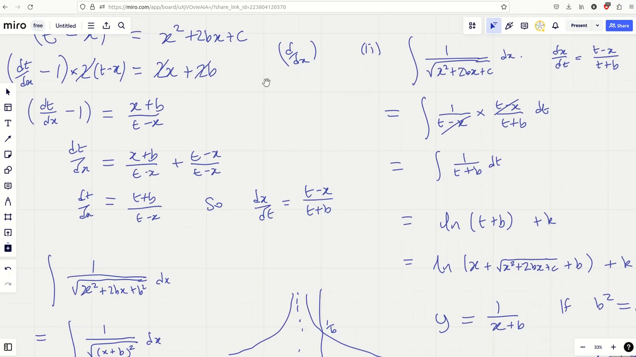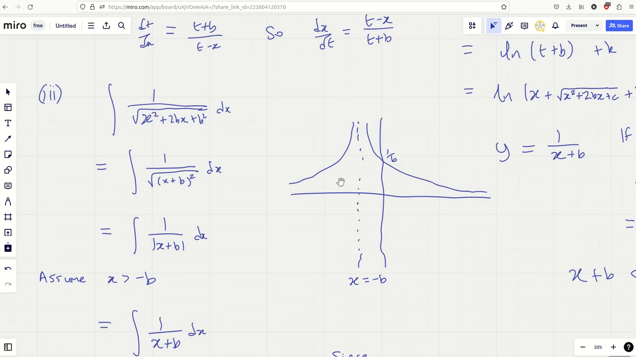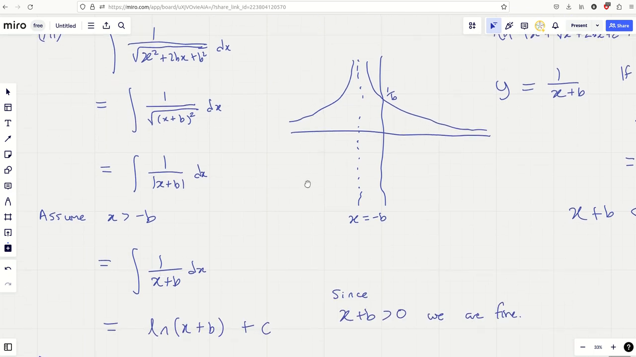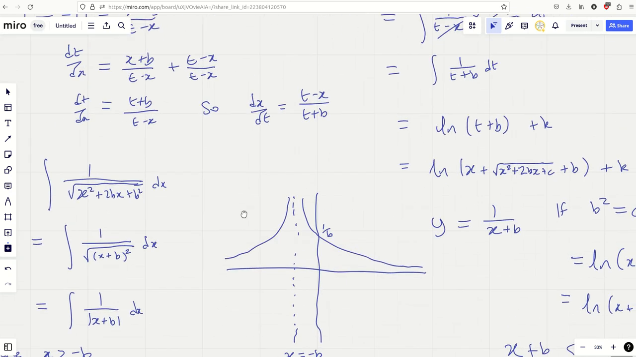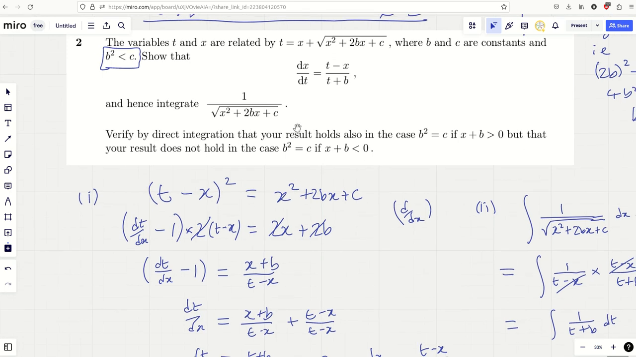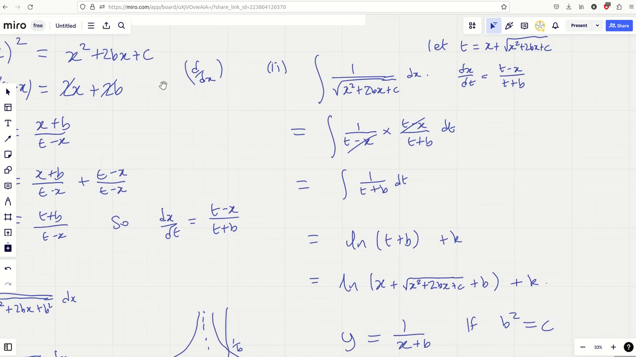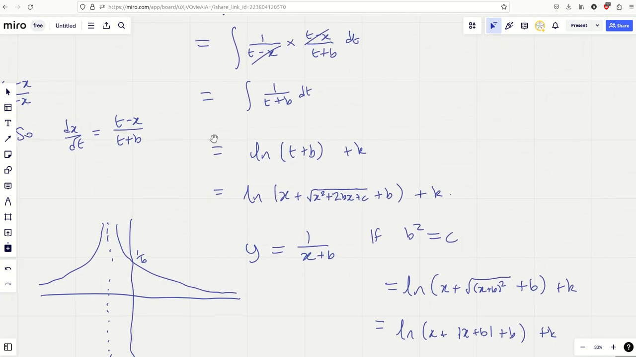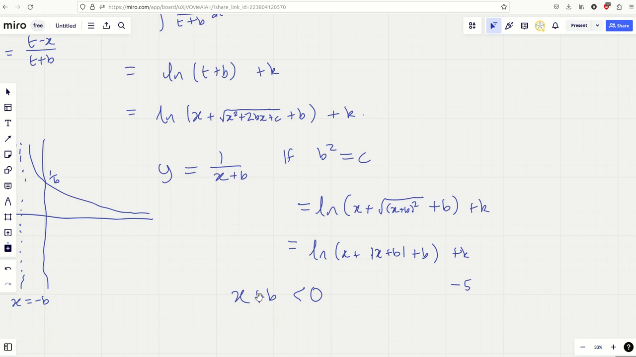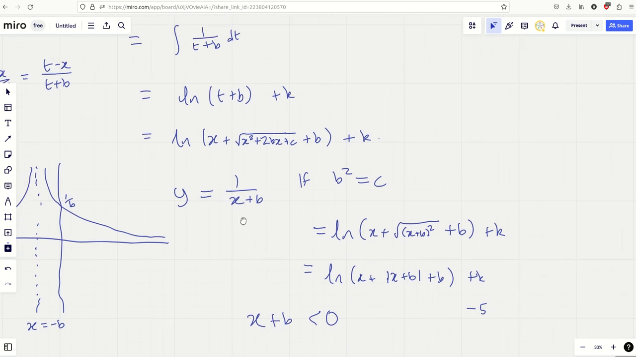I think she's essentially arguing exactly the same as me. My thinking is that it's not that you can't find the area to the left, because that graph is perfectly symmetrical. You can definitely find the area, and if you integrate it carefully, you can do that. But your result from integrating holds if that's true, but it definitely doesn't hold if this is true, because you end up with ln of 0 when x plus b is less than 0, and that doesn't make any sense.